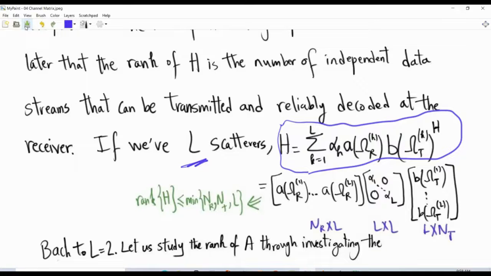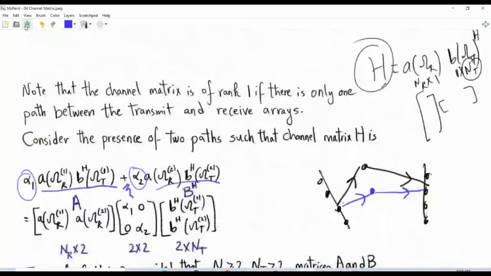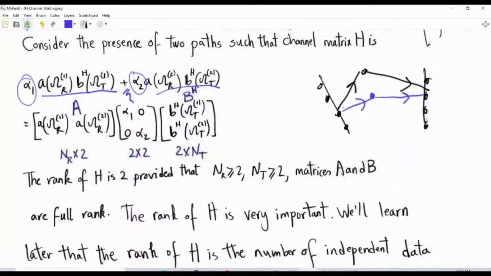Now, what will be the rank? What will be the rank? In the next lecture, I will focus on what happens if you have 2 scatterers. Because if you have 2 scatterers, you can write down matrix H as an N_R by 2 matrix, times a 2 by 2 matrix, times a 2 by N_T matrix. So what is the rank? The rank can be 2 now. The rank can be equal to 2, but it can also be equal to 1.